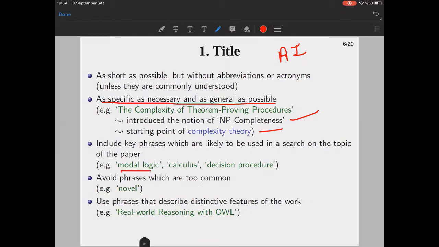Include key phrases which are likely to be used in a search on the topic of the paper. For example, modal logic, calculus, decision procedure, so that if someone makes a search with those particular word sets, he or she can reach your paper. You should avoid phrases which are too common, like "novel", a novel method for doing some things. No need to say that. Instead, use phrases that describe the distinctive features of the work. It means that, again, you're trying to outline what your difference is, for example, real-world reasoning.